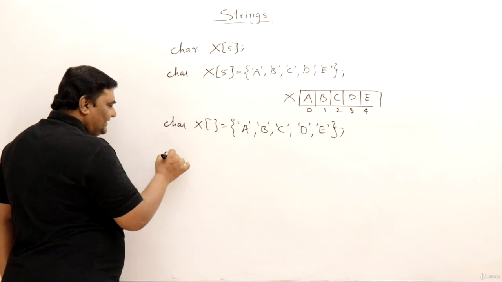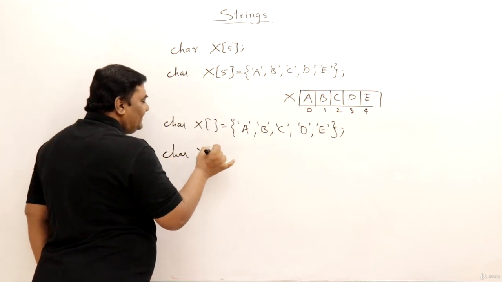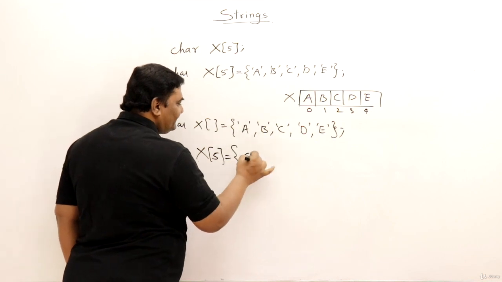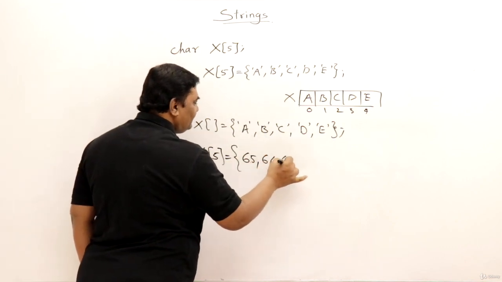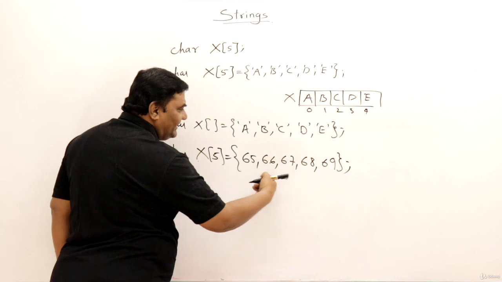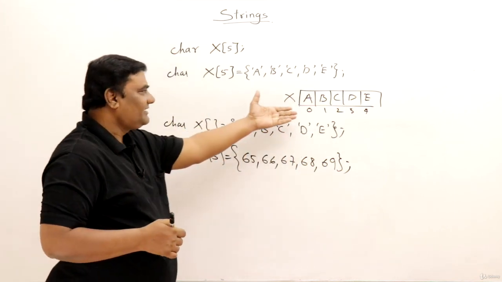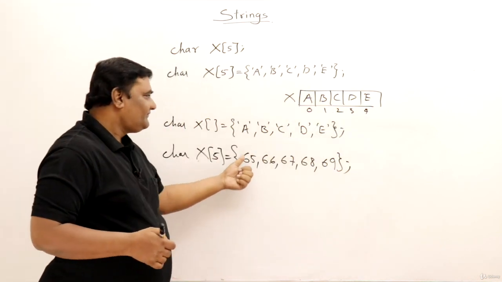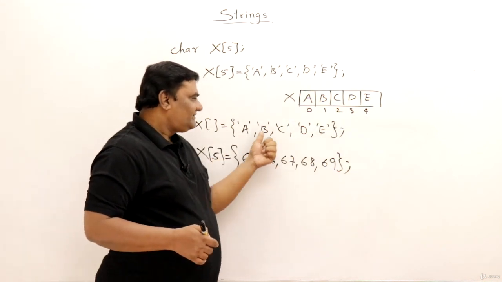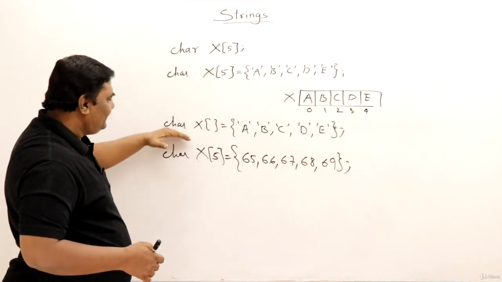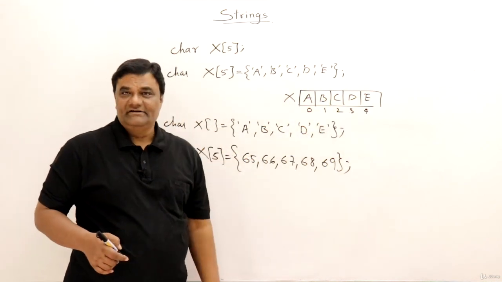And one more method, I can create an array by either mentioning or not mentioning the size. I will write 65, 66. So these are the ASCII codes for these alphabets. So the same array will be created, because 65 is for capital letter A and 66 for B and so on. So all these three methods, the same array will be created.